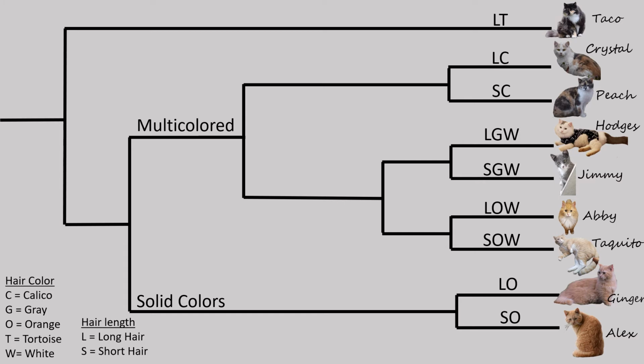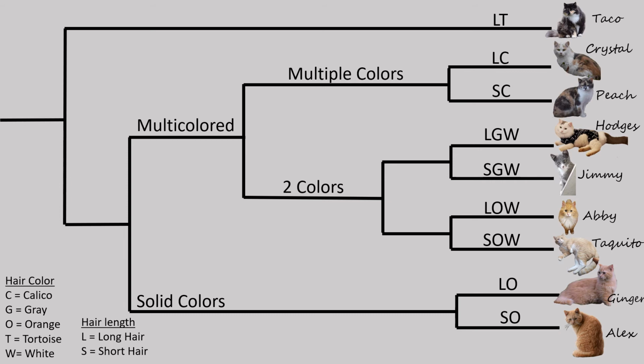Now let's look at the multicolored cats. As you can see, this lineage again diverges into cats that are multiple colors and cats that are only two colors. The multiple colored cats finally diverge into long-haired calico cats and short-haired calico cats. Now let's look at the cats with only two colors. As we can see from the tree, this lineage further splits into gray and white cats and orange and white cats. Furthermore, each color can further be split into long-haired and short-haired.